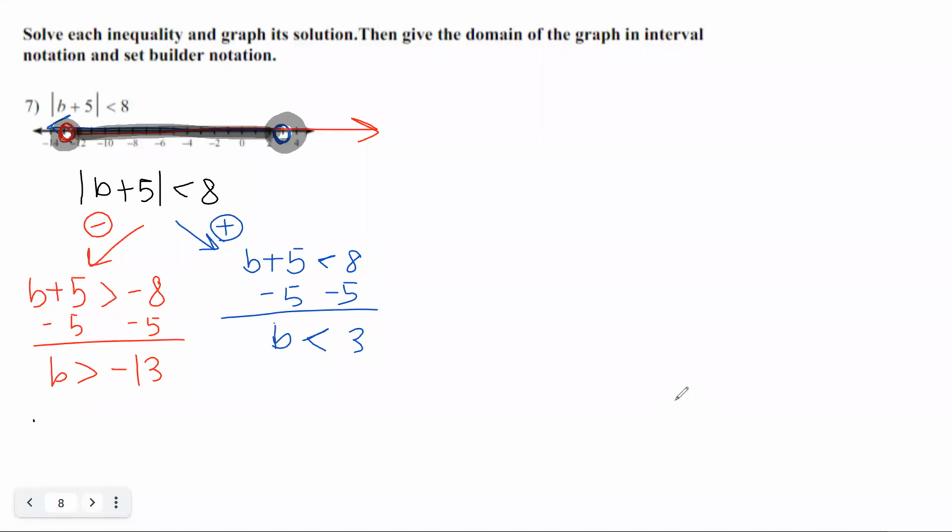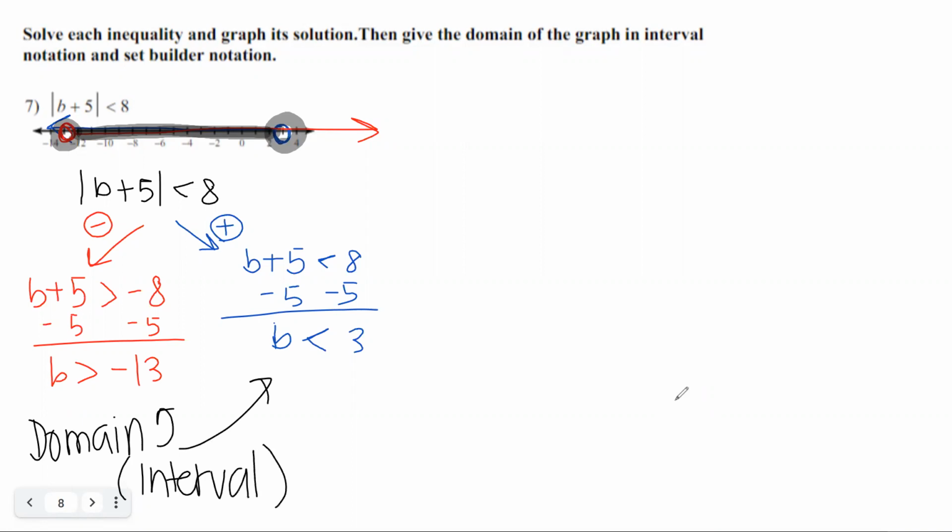So right now we have the domain in our interval notation, right? That's in interval notation. Now we want to describe the domain in, I'm sorry, that's not interval notation. That is inequality notation. I want to put it in the shorthand, which is the interval notation.